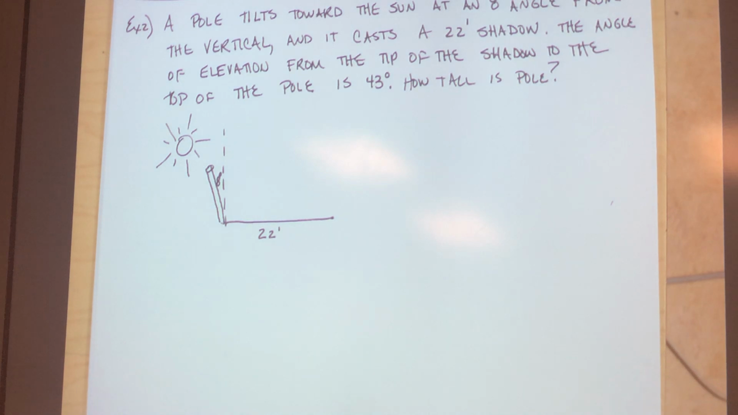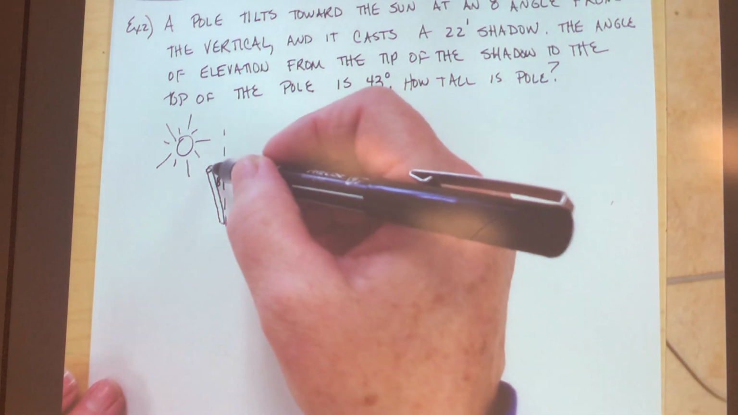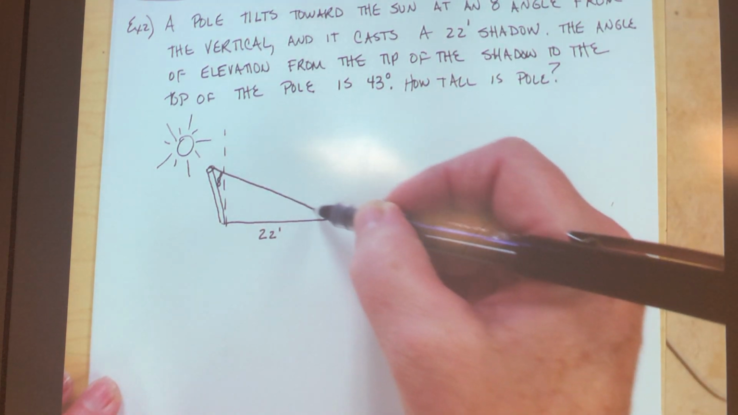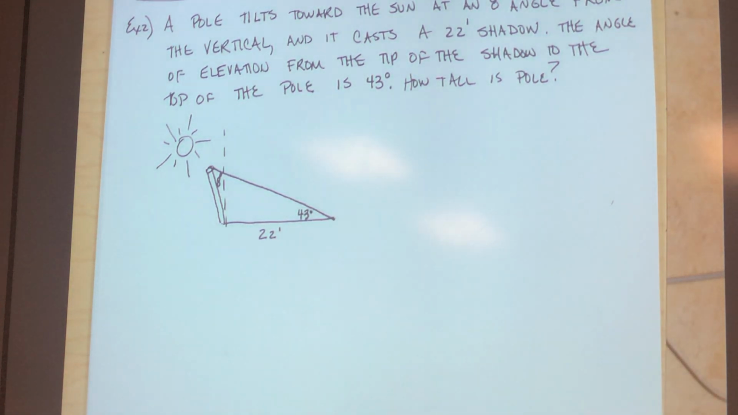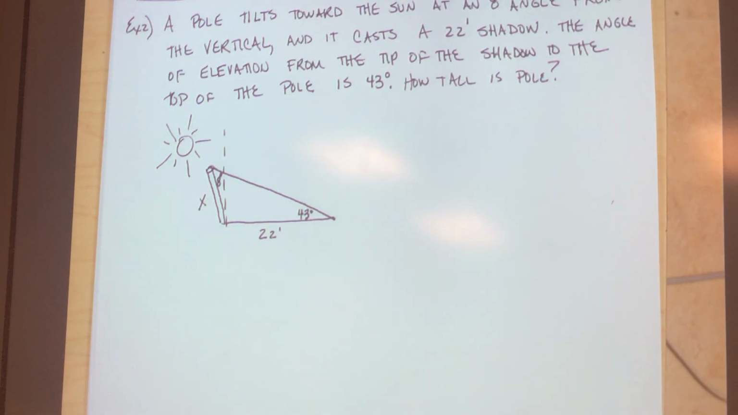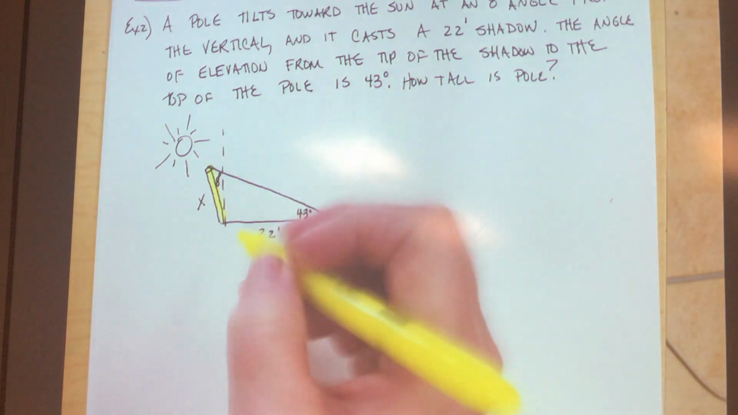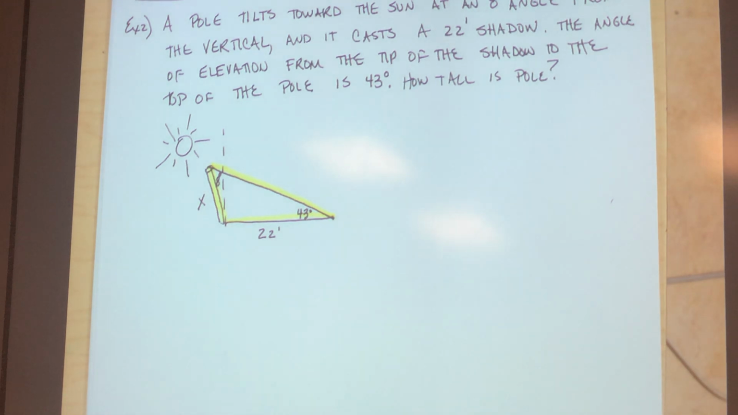Then it said the angle of elevation from the tip of the shadow to the top of the pole is 43 degrees. How tall is the pole? Although you're kind of looking at the right triangle, that's not really what we're talking about. Does everybody see the triangle that we're talking about? It's the triangle made by the pole and the shadow, and then this line that makes the other part of the angle of elevation. And it is an oblique triangle. It's not right.